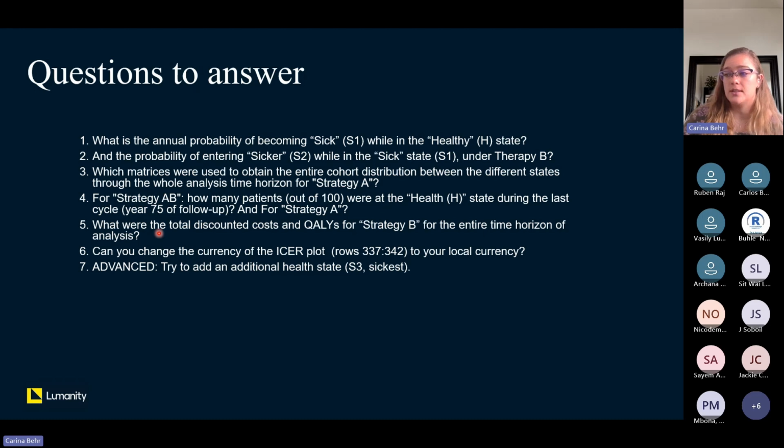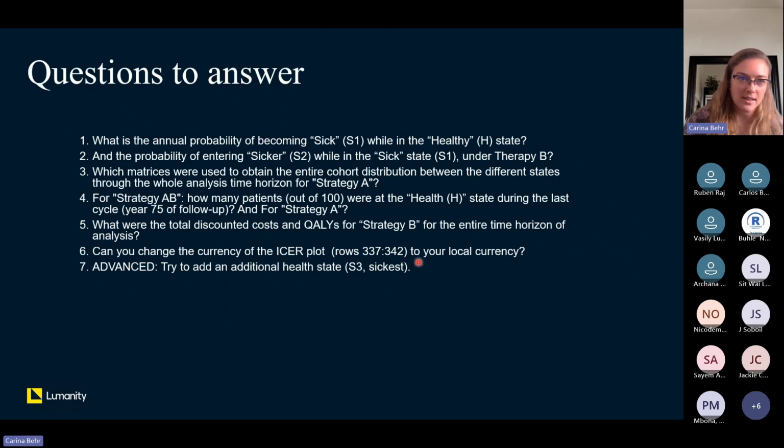Then what were the total discounted costs and qualities for strategy B? Again, try to see where you can find these things. So the important thing about these questions is to understand which variables you need to look at and what each variable represents. And then try to see if you can change the currency of the isoplot. So this is a bit of an adaptation of the code. The isoplot is in row 337 of the code. Try to change it to your local currency. It's maybe a bit tricky, but we'll look at this together afterwards.